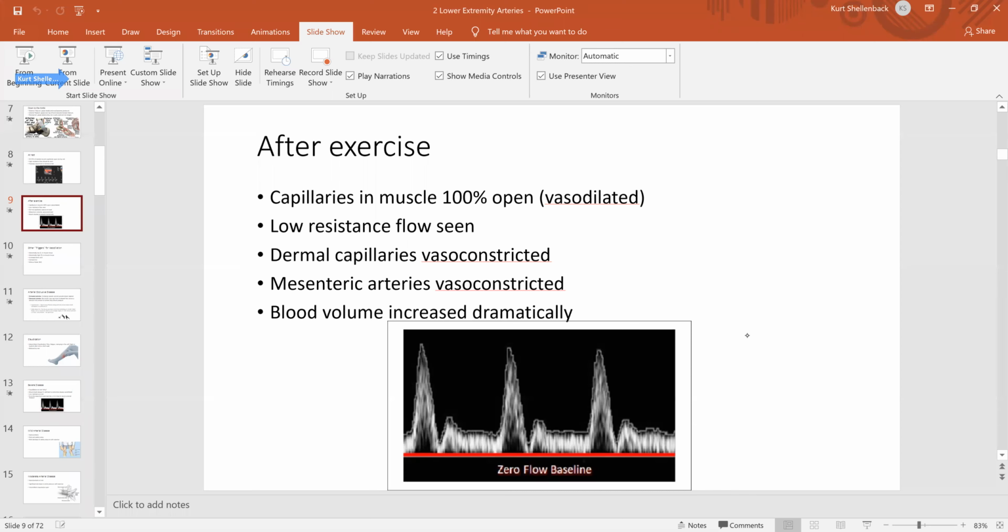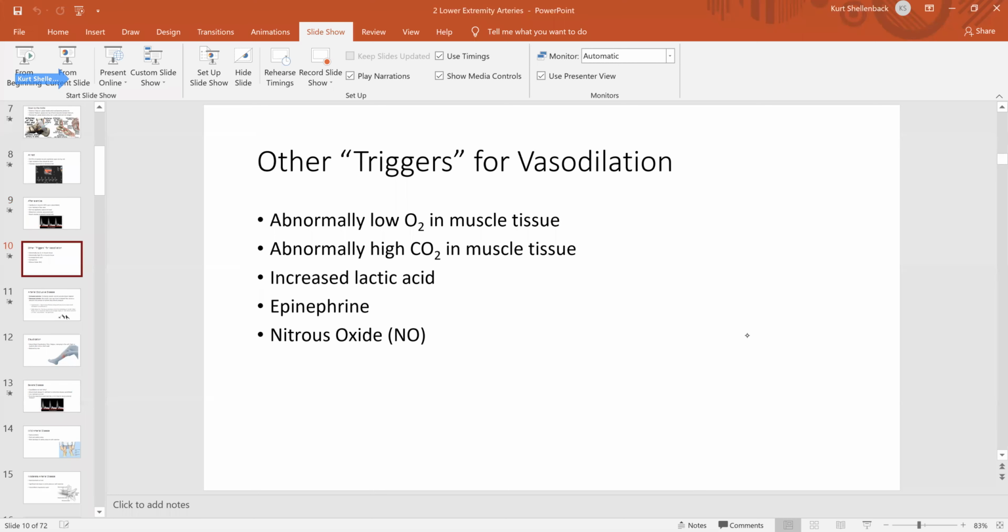After exercise, capillaries in muscles are 100% open. All of them open. And this happens very quickly. Low resistance flow is seen. Dermal capillaries are vasoconstricted, so the skin capillaries actually constrict a little bit. The mesenteric arteries are vasoconstricted. You don't need to be digesting food when you're running for your life. Blood volume to the legs increases dramatically. So this is normal flow after exercise. And like I said, guys, this happens really fast. Your body reacts to exercise very quickly.